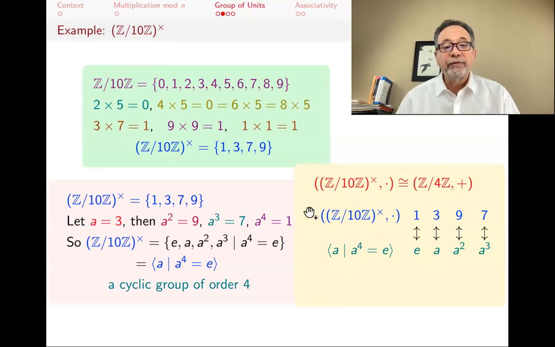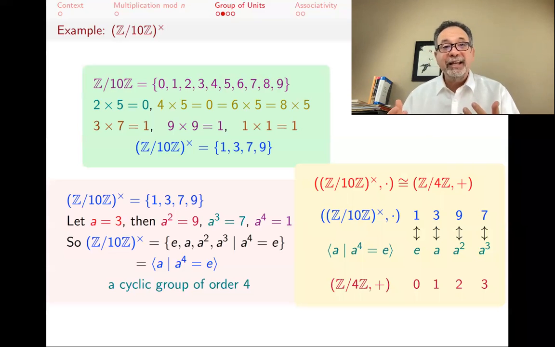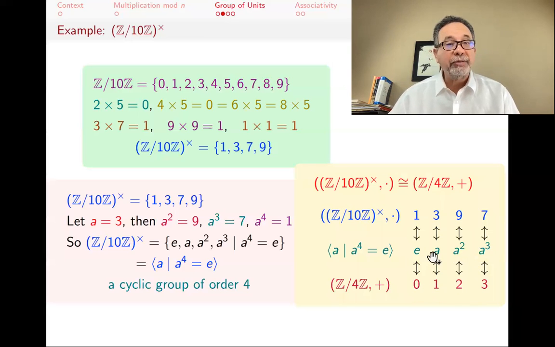What about Z mod 4Z with addition? Z mod 4Z with addition has 0, 1, 2, and 3 as its elements, and we're doing addition mod 4, not mod 10 anymore, but mod 4. The way we multiply these elements is exactly the same as the way we add those elements. In e, a, a squared, and a cubed, the operation is multiplication, but in Z mod 4Z with plus, it is addition. For example, 1 plus 2 is 3. That's the same as saying a times a squared is a cubed. 3 plus 1 is 0 here. a cubed times a is e. 7 times 3 is 1.